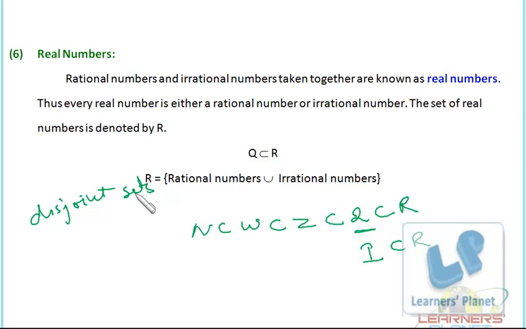No common element. Since these are rational numbers and these are irrational numbers, both of them are opposite of each other, so there is not any element which is there in both the sets. So Q and I are disjoint sets. Up to here, Q is a subset of R, that is rational numbers are a subset of real numbers, and irrational numbers are also a subset of real numbers. And real number is the universal set of all these sets.